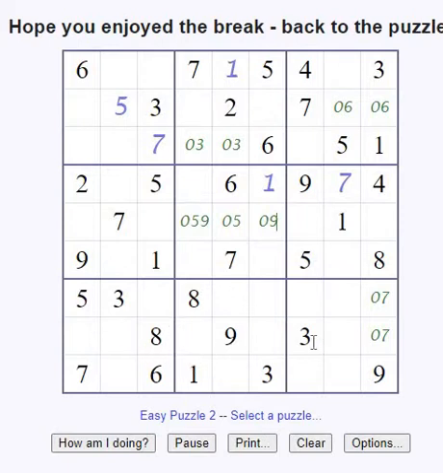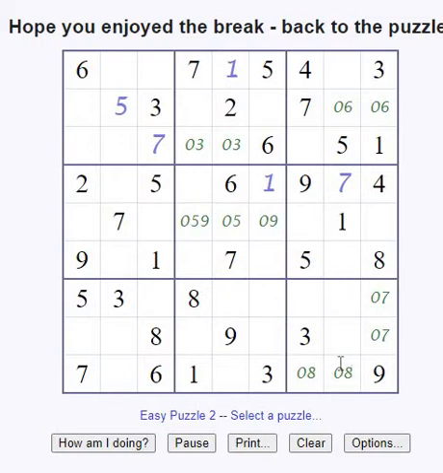Next set of blocks. There's only one 1. No 2s. All the 3s have been filled up. No 4s. One 5 only. One 6 only. One 7 only. There are two 8s, top and middle. So the other 8 must be at the bottom. So there are no 8s up there. So let's put the 8 here and here in pencil marks.